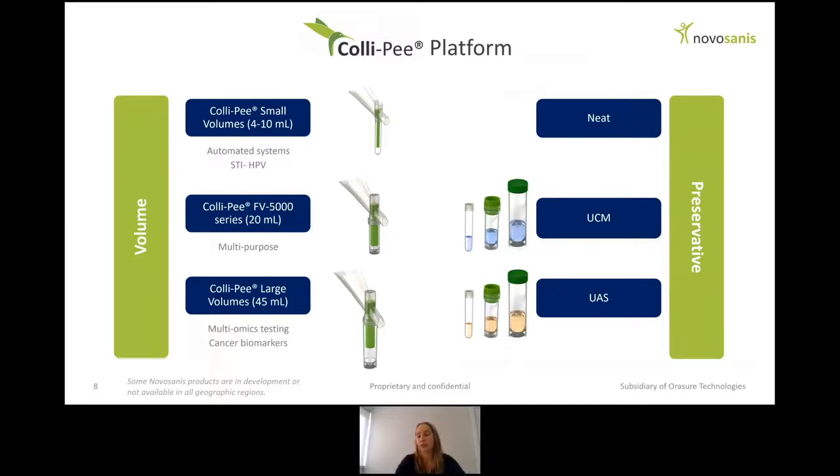Currently, there are also other chemistries in development to expand our portfolio even further and the capabilities that we can cover. But you have to stay tuned for more information on this via our website.